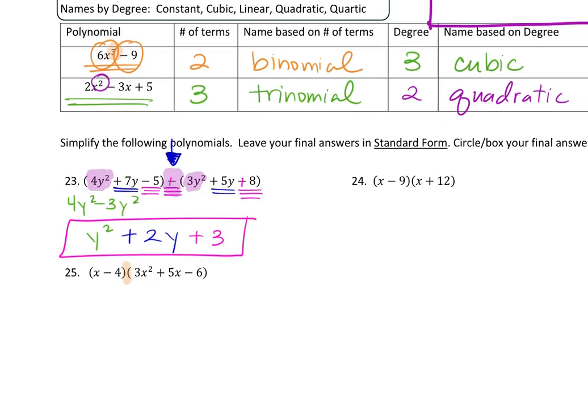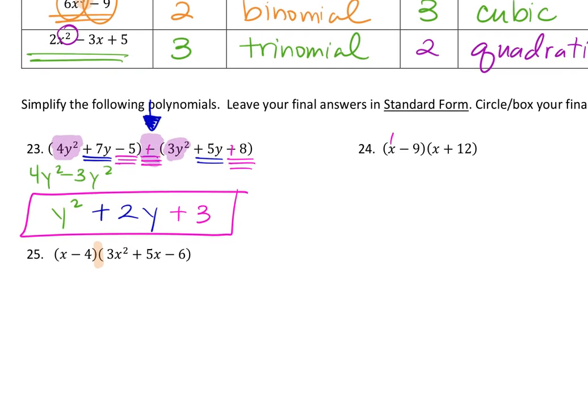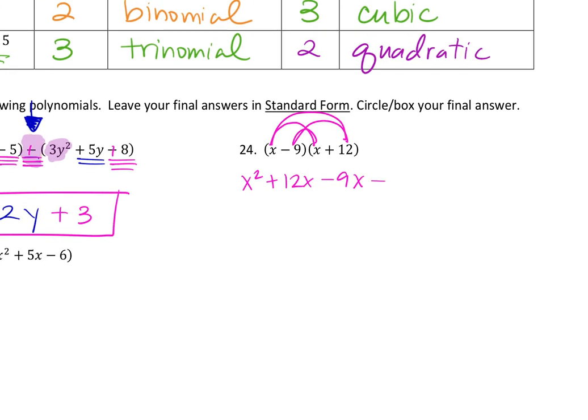Good. Okay, 24 we FOIL. So x times x, that's x squared. X times 12 is 12x. Negative 9 times x is negative 9x. And negative 9 times 12 is a negative 108. Final answer?